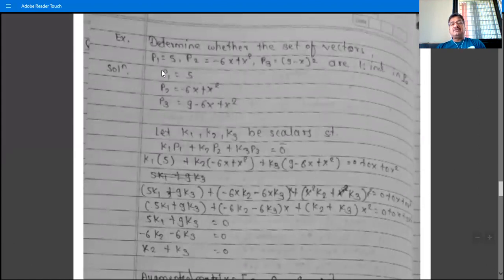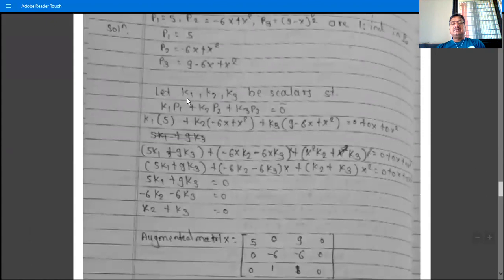Here three elements of this capital P2 are given. What are they? P1, P2, P3. And then take the three scalars. So the first step is: let k1, k2, k3 be scalars such that k1 p1 plus k2 p2 plus k3 p3 is equal to 0 bar. What is this 0 bar? This 0 bar is the zero vector of this P2.